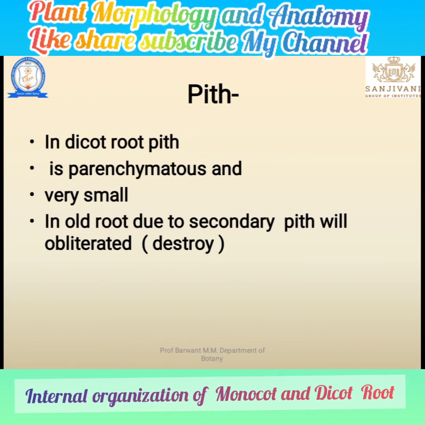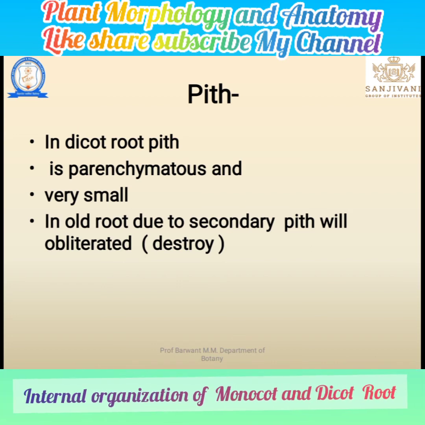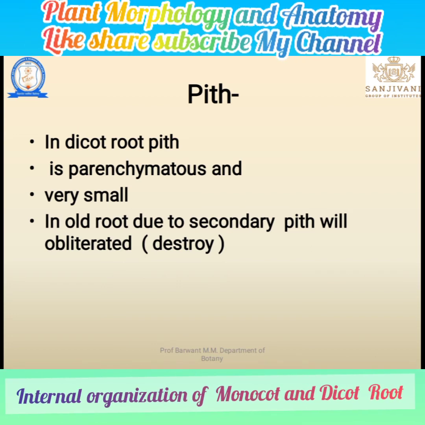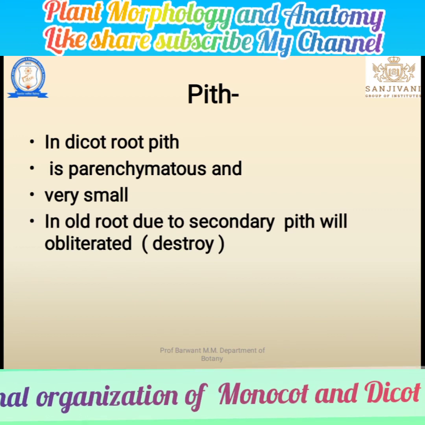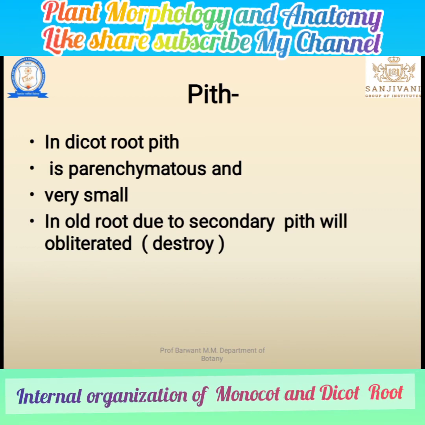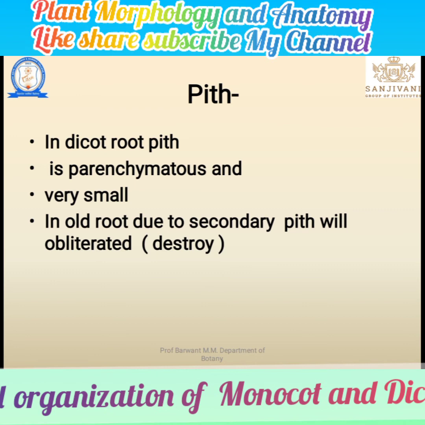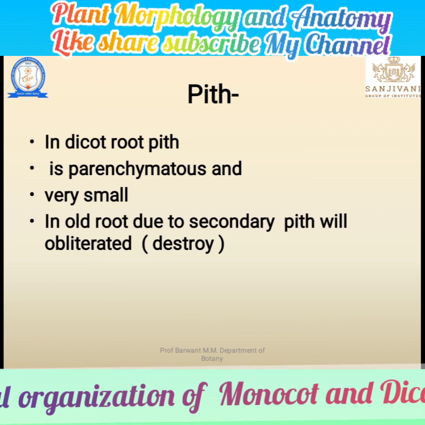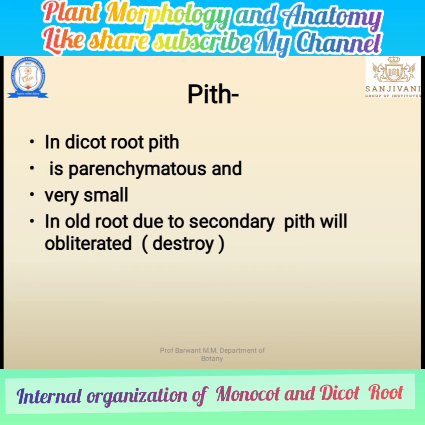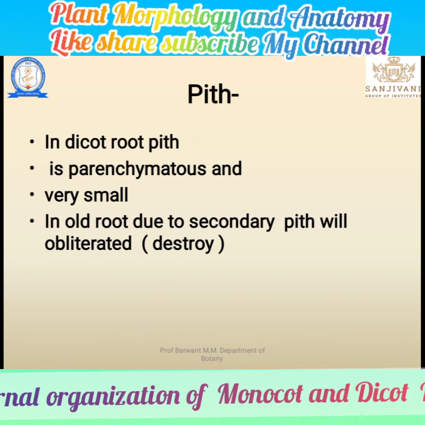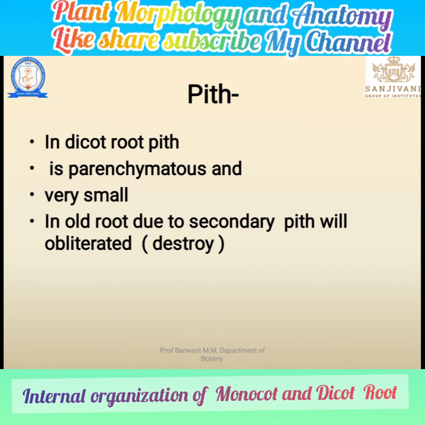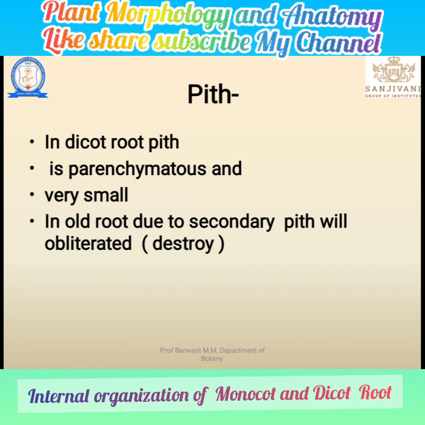Then the pith of the dicot root is made of parenchymatous cells and is very small. In an old root, due to secondary growth, the pith becomes obliterated and is destroyed. I have explained that secondary growth is observed only in a dicot plant. Due to secondary growth, the pith becomes obliterated, small, or may be destroyed.